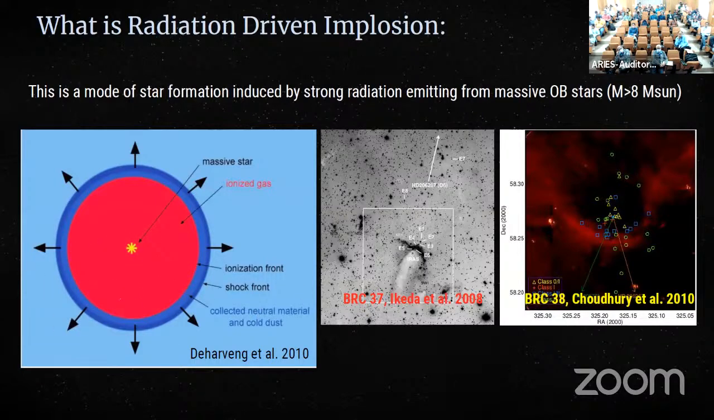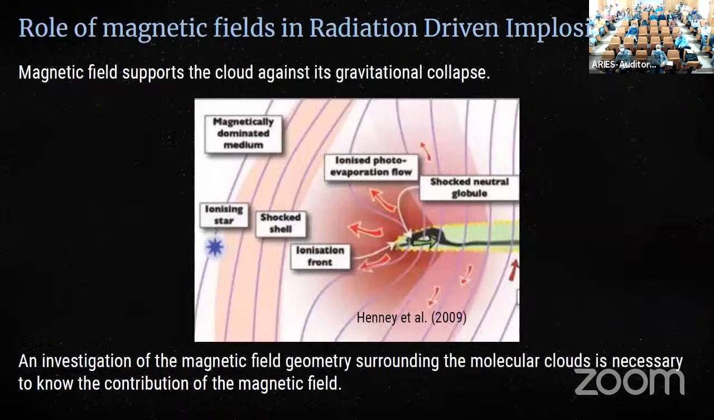Here I have shown examples of two such structures, the bright rimmed clouds BRC 37 and BRC 38. You can see the structure is elongated, and they are pointing toward the massive star. We can also get cometary globules and the elephant trunk nebula like this. Now magnetic field lines also play an important role in the evolution of the cloud and in star formation, because they support the cloud against its gravitational collapse.